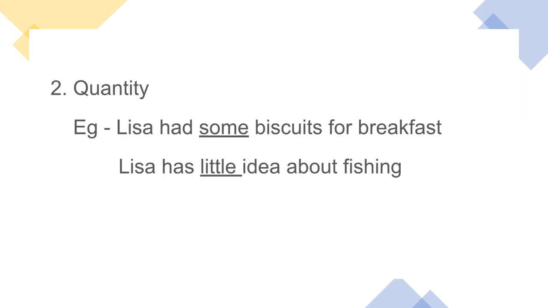Next we have number 2, quantity. Remember, quantity is nothing but how much you can count, countable and uncountable. So let's look at the example. Lisa had some biscuits for breakfast. Biscuit is a noun here. Therefore, to add how many there are, to add a quantity, we use the word some. Another example, Lisa has little idea about fishing. Here we are using the term little. So little talks about either 2 or 3 or maybe 4. So it talks about the quantity of the adjectives.